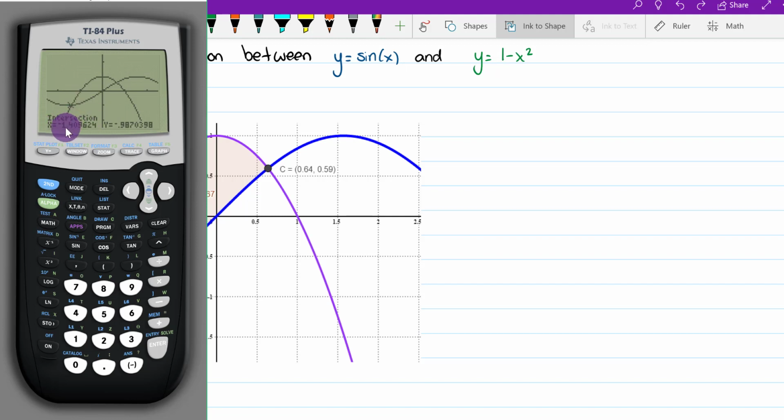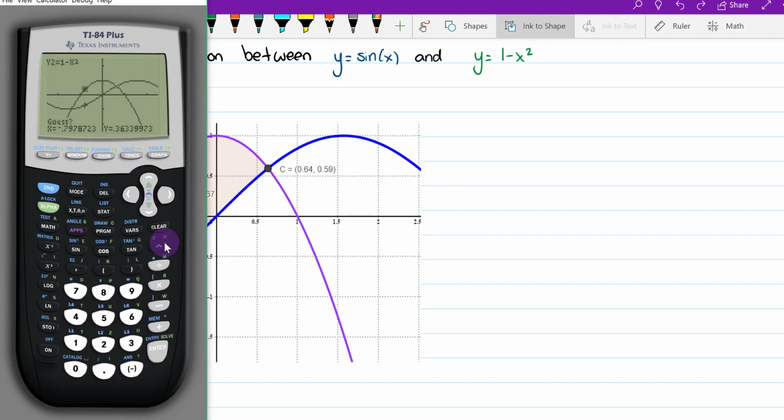So for the first one, I get negative 1.409624. And I do that again. Doesn't really matter what order you pick the curves in. And then the second one's 0.6367365. And so what we need to do now is save those as A and B. So negative 1.4, and we're going to save that as A. And then 0.63673265, and we're going to store that as B.